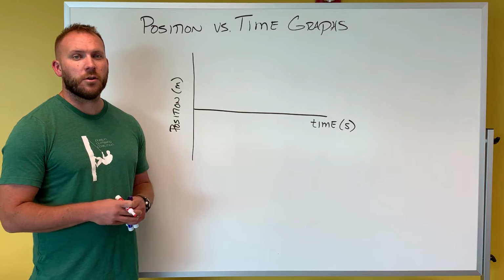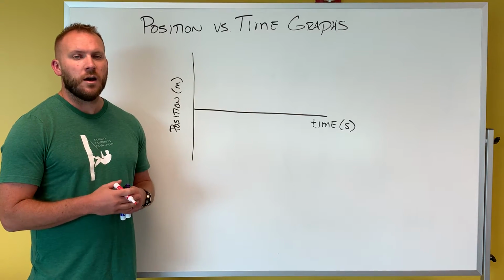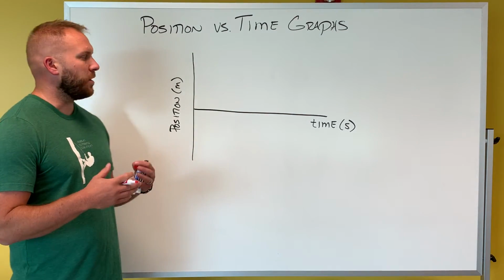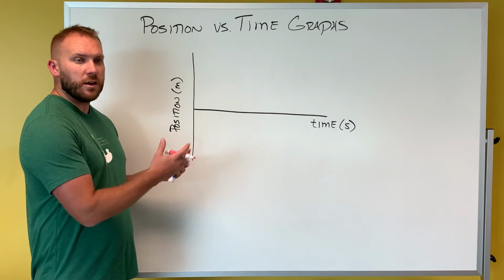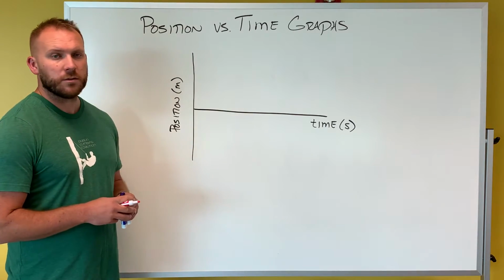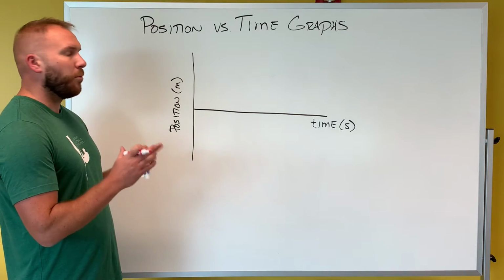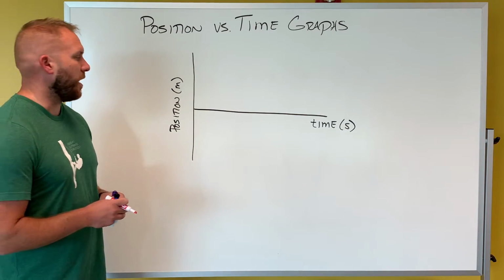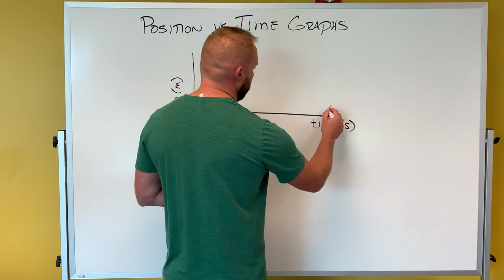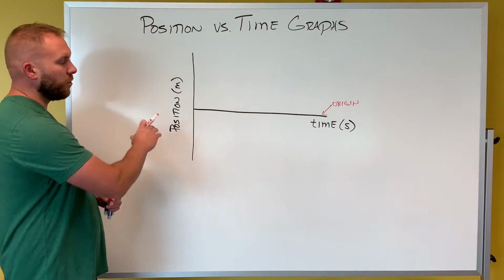Position time graphs are going to be helpful for us to understand how things are moving, as well as being able to understand what it looks like graphically for things that are in motion. Some important ideas to understand with position time graphs. First off, our x-axis is our origin. That's where zero position is.